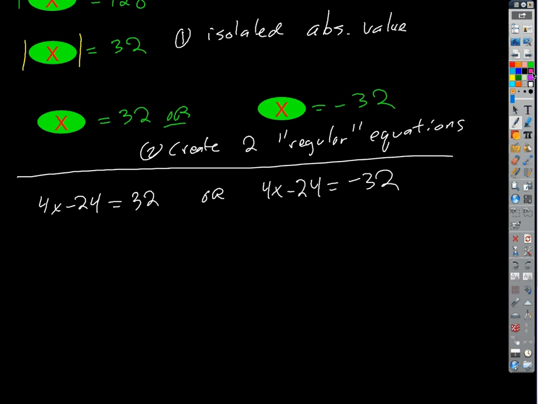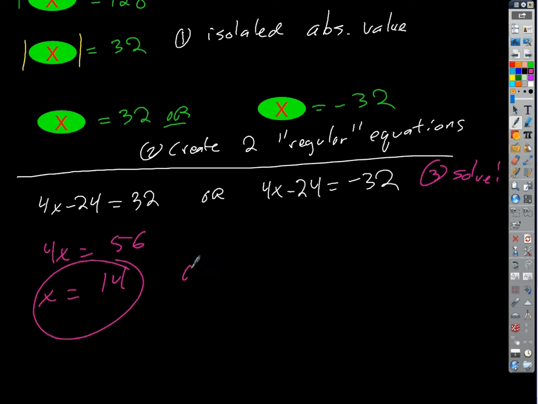So, step 3, solve. If I add 24, I get 4x equals, what is that, 56, okay? So what's half of 56 and then half of that? 14. Okay, so there's one. Or, if I add 24 here, what's negative 32 plus 24? Negative 8. Good. Divide by 4? Negative 2. Okay, so those are my two answers, right?